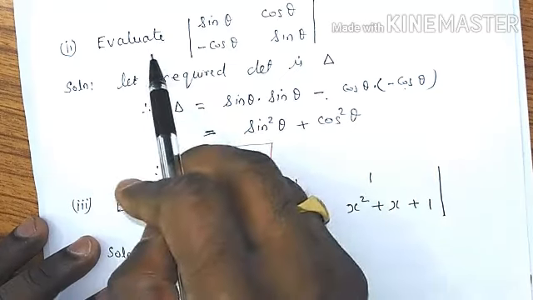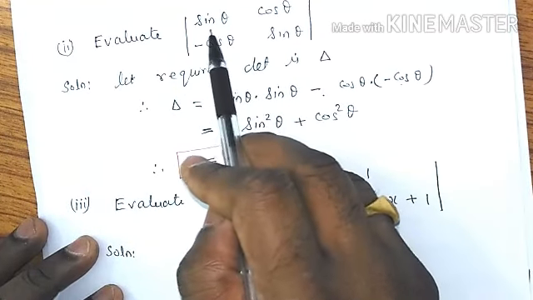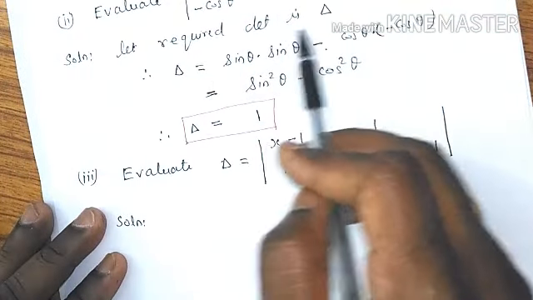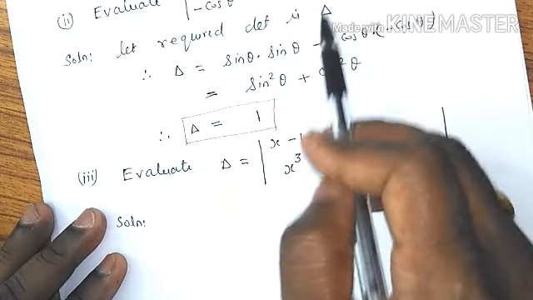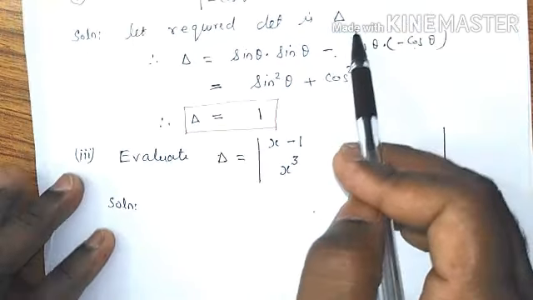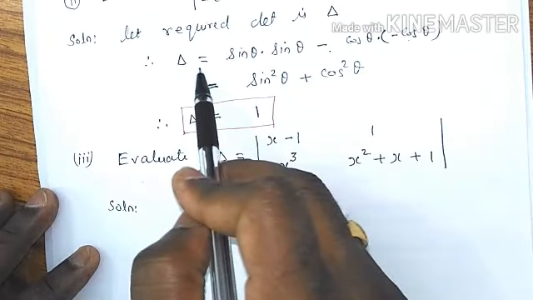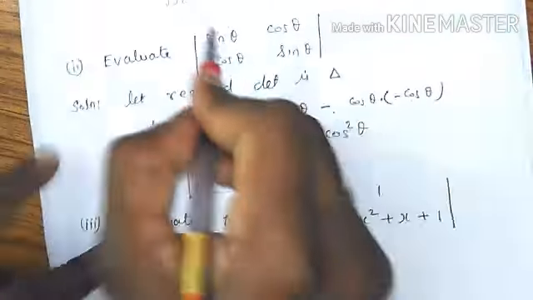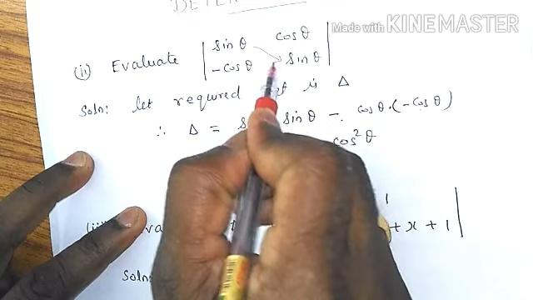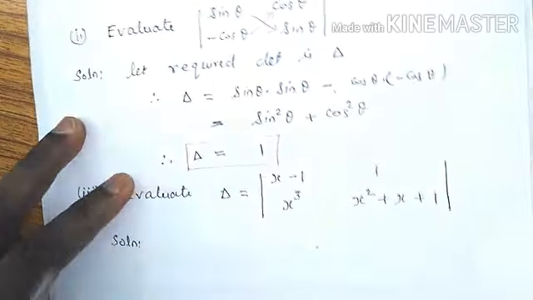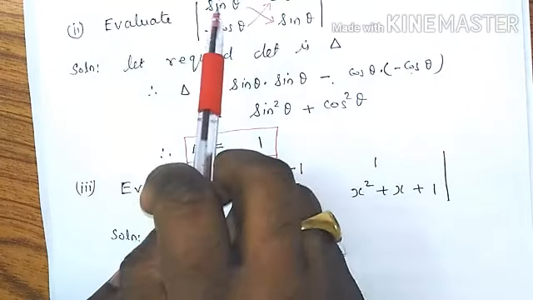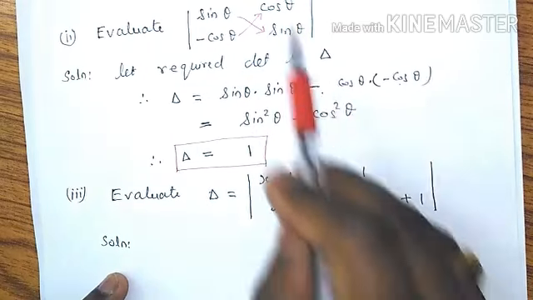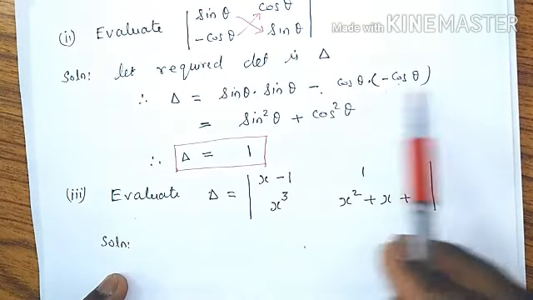Now the second question is: evaluate the determinant whose elements are sin theta, cos theta, minus cos theta and sin theta. Let the required determinant be, we can also denote the value of a determinant by this delta, the small triangle, which is read as delta. So delta will be obtained by cross multiplication as I told you in the previous question. First we find the multiplication of the down arrow: sin theta into sin theta, then put a minus sign, then the product of the up arrow, that is cos theta multiplied by this minus cos theta.